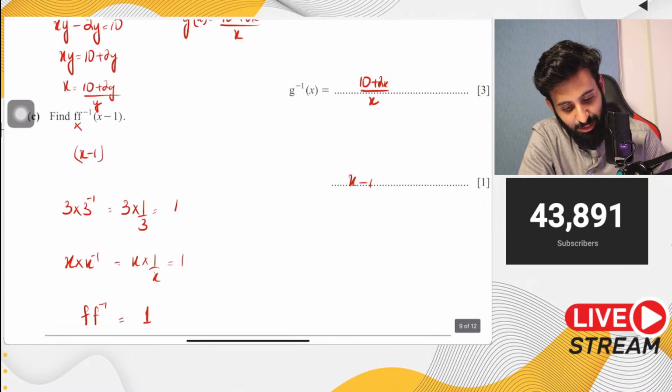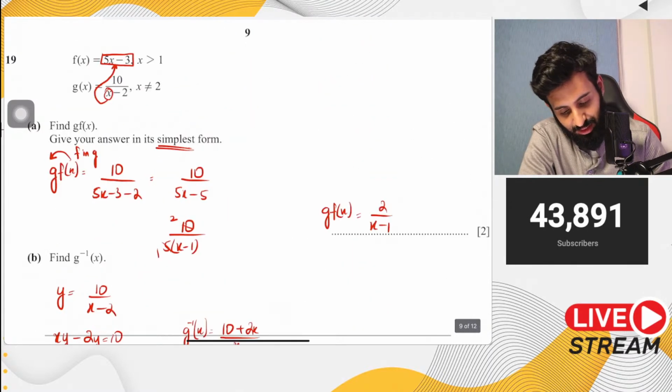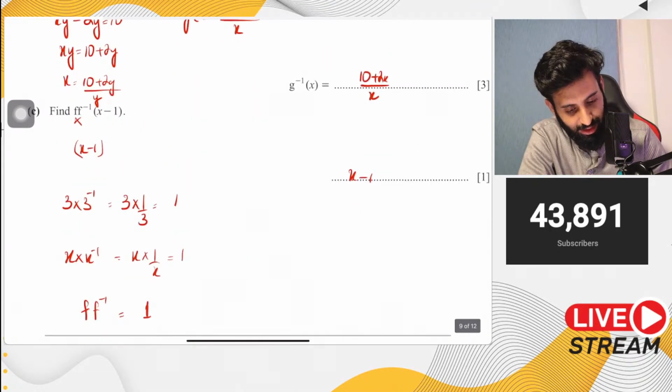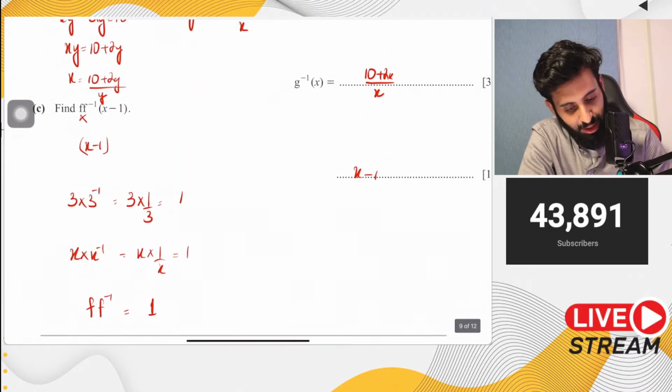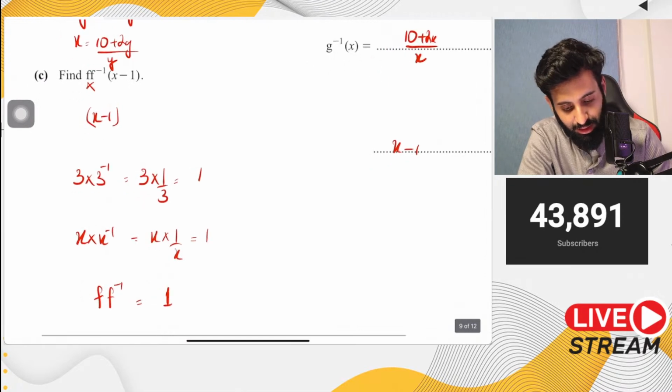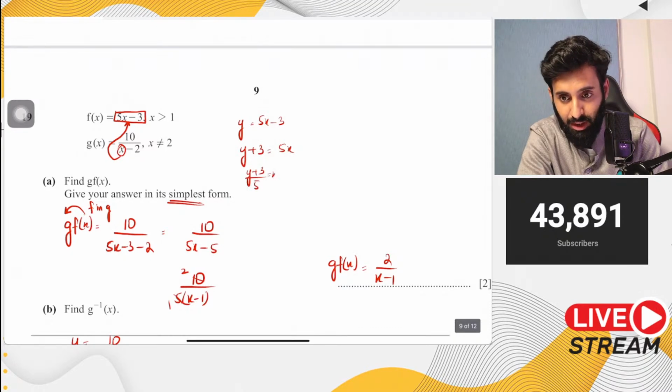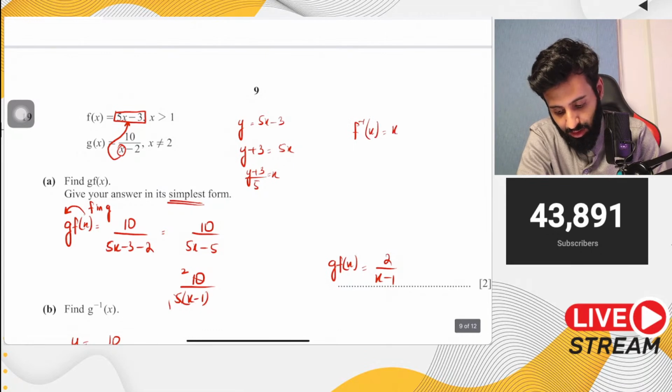Okay, so f of f inverse of x minus 1. I don't even know if I can do it the longer way. इतनी math नहीं आती मुझे. F inverse of x minus 1. Okay, so y is equals to 5x minus 3, which means y plus 3 equals to 5x, which means y plus 3 over 5 equals to x, which means f inverse of x equals to x plus 3 upon 5.